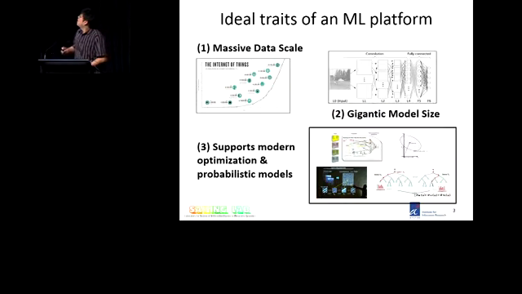Many of us have some ideal traits we desire of a large-scale machine learning and data mining system. We obviously want massive data scale. For those of us doing very large modeling problems, such as certain matrix factorization, collaborative filtering, or deep learning problems, we want to be able to accommodate billions or even trillions of variables. At the same time, we'd like to support a variety of modern optimization as well as probabilistic methods, as has been covered earlier in this session.